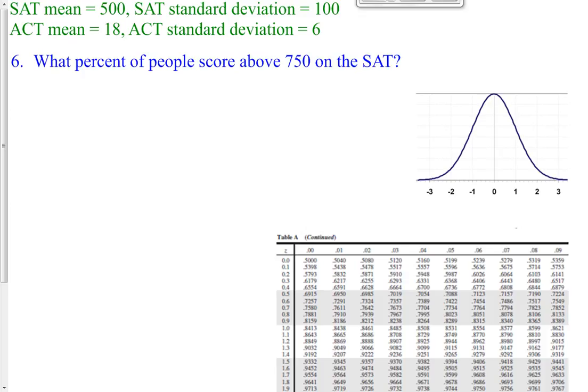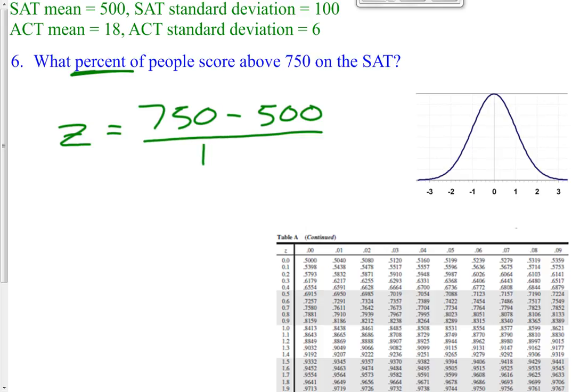Let's take a look at this one. What percent of people score above a 750 on the SAT? Well, if we want to find a percent, we first have to find their z-score. So to find their z-score, we take the observation, 750, subtract the mean. The mean of the SAT is a 500, and divided by the standard deviation, which is 100. 750 minus 500 is 250. 250 divided by 100, the z-score is a 2.5.